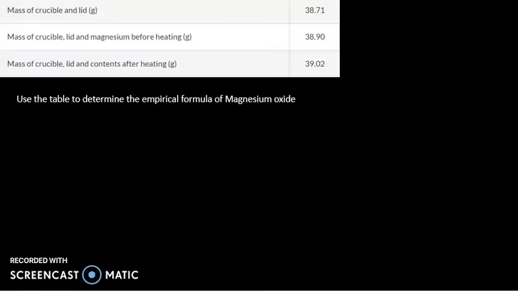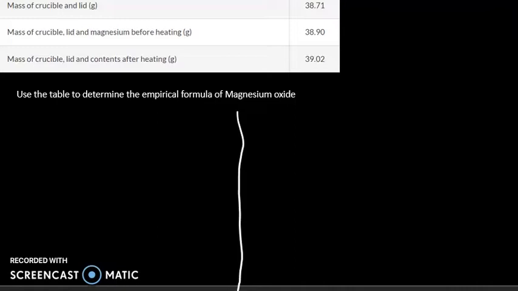So we have an example here. First of all, the mass of crucible and lid is given to us, and then the mass of crucible, lid, and magnesium before heating. That's when the magnesium is added, and then we see an increase in mass, that's 38.9, and the last one is the mass of crucible, lid, and contents after heating.